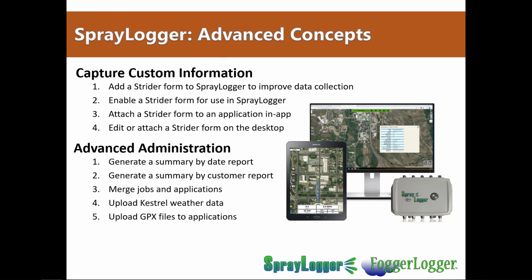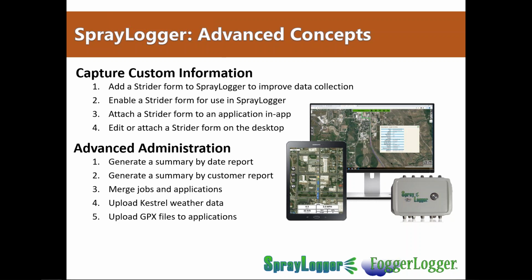In the next section, we'll cover some advanced administration. We'll go over how to generate a summary by date and by customer. From those, you can also generate a CSV. This is a great way to see a general snapshot of things that are going on with your application. After that, we'll learn how to merge jobs and applications. That can be really useful if you have applications that are assigned to the wrong jobs from the field, and a couple other reasons. And we'll review those in detail.